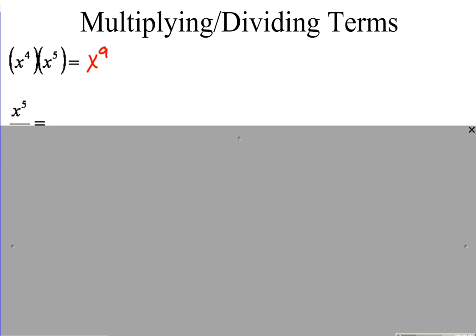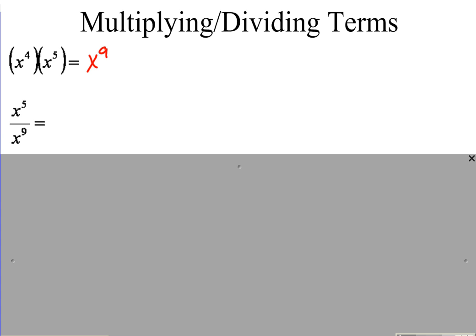Multiplying and dividing terms. This basically gets us back to our rules of exponents. When we multiply like bases, remember we add exponents, so x to the fourth times x to the fifth. Add those exponents, we get x to the ninth. x to the fifth over x to the ninth. Where do we have extra x's? We have 5 x's multiplied in the top, 9 in the bottom. I have extras in the bottom. How many extra? 4 of them.